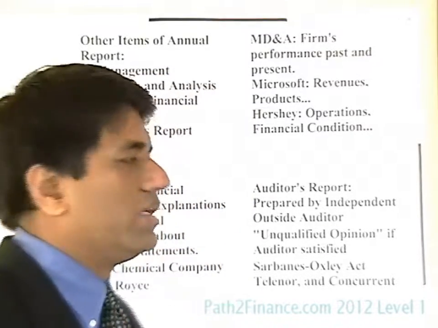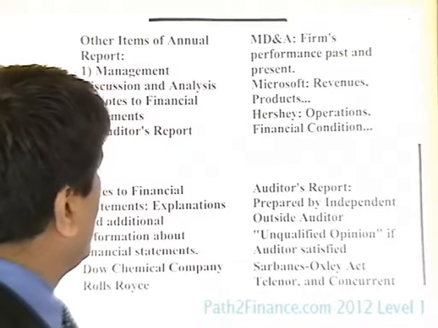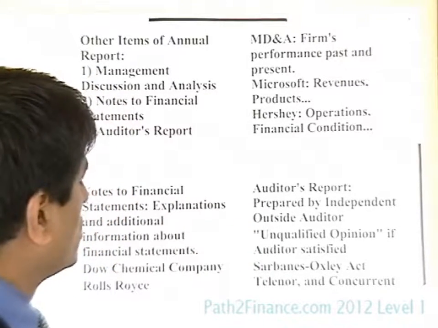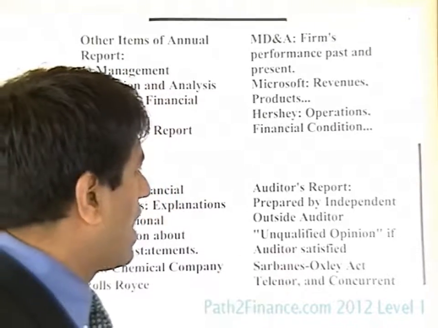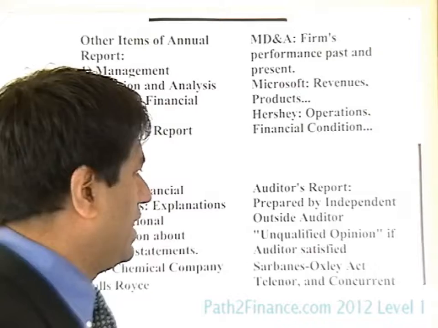The third addition to an annual report is the auditor's report. Now, this is prepared by an independent outside auditor. Firms which trade on the market are required by law to have their accounts audited by an independent outside auditor. If the auditor gives an unqualified opinion, it means that the auditor is satisfied with the financial statements which are being presented.